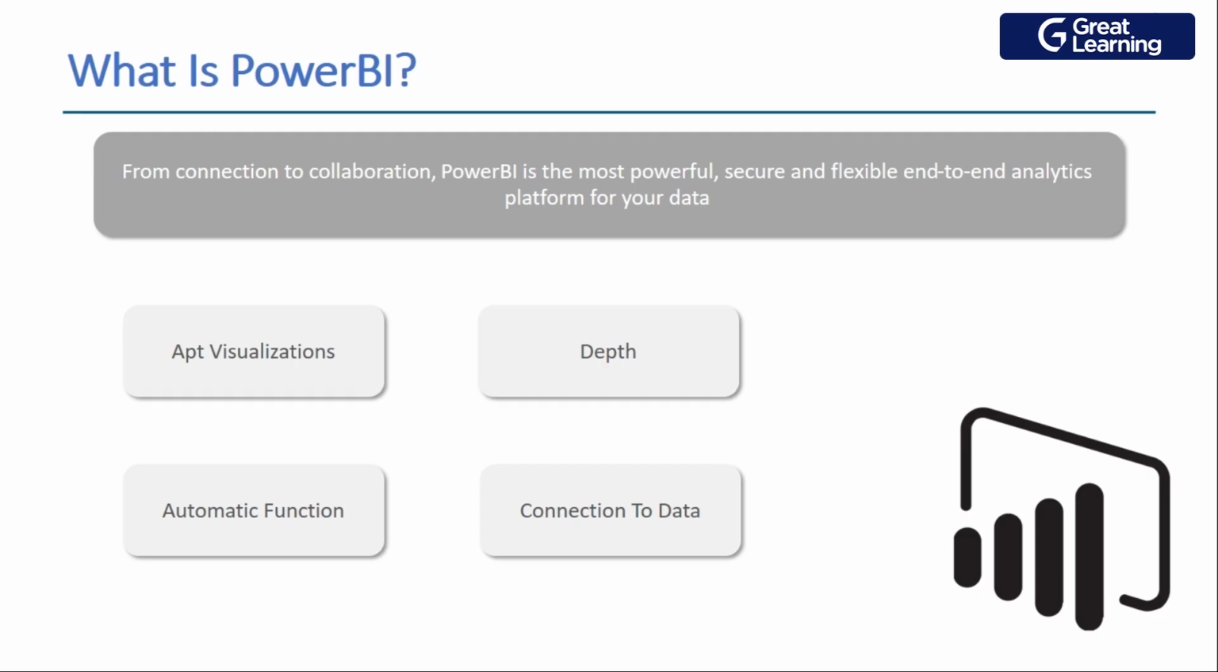Let's try and understand Power BI as in what all it can do, what it is, and how one defines it. So when you take a look at the definition, Power BI is a tool which basically lets you control quite a few things. Be it from connection to collaboration, Power BI is the most powerful, secure, and flexible end-to-end analytics platform for your data. When you say an end-to-end platform, right from data sourcing to the end process where you generate reports out of it, Power BI takes care of quite a lot of things.